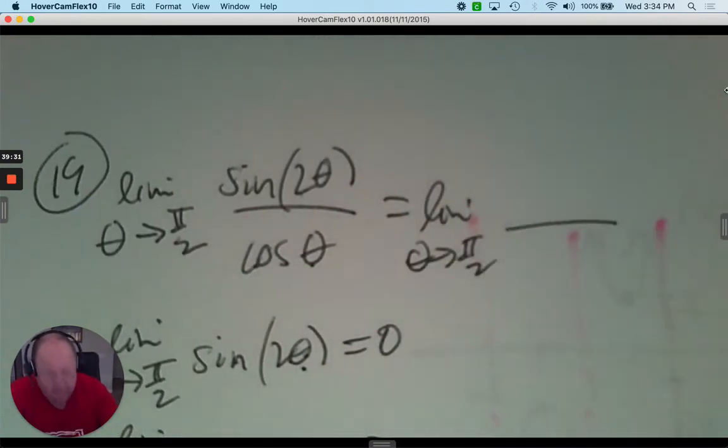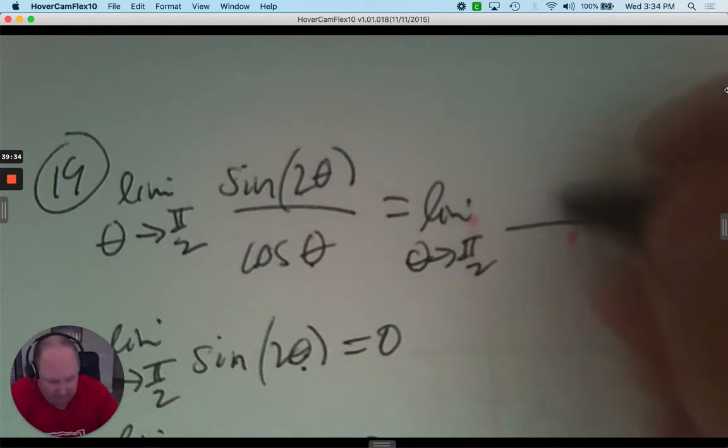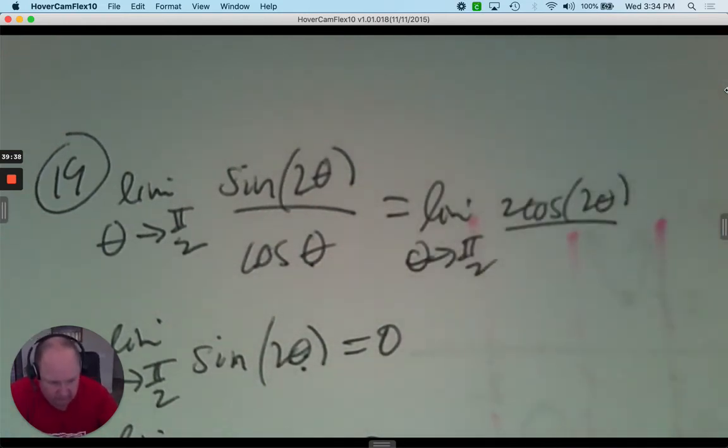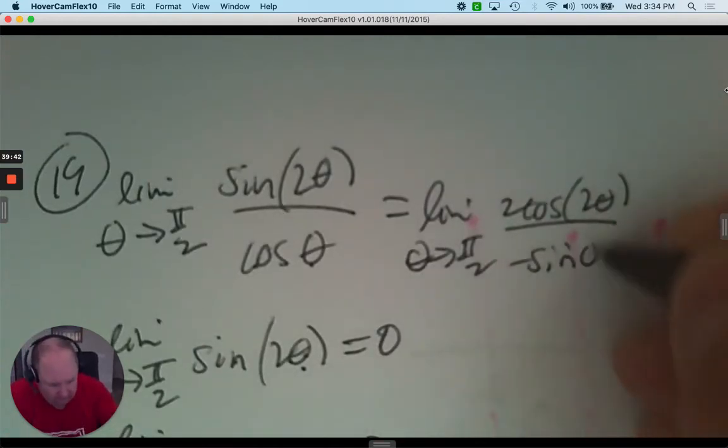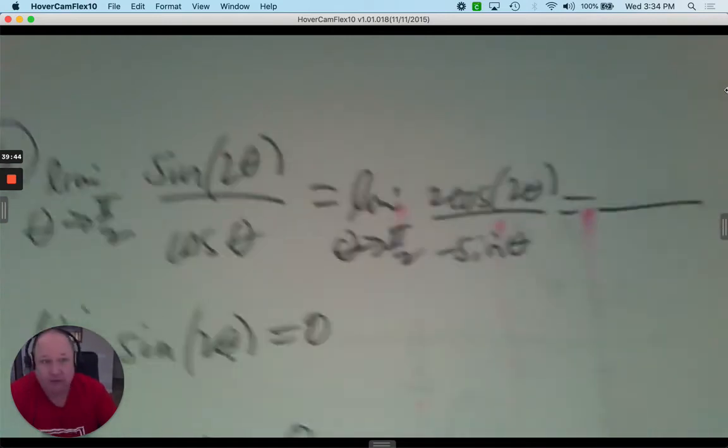Take the derivative of sine 2 theta. So that's going to be cosine 2 theta. And then the hook is 2. The derivative of cosine is negative sine. And then we do the work again to re-evaluate.